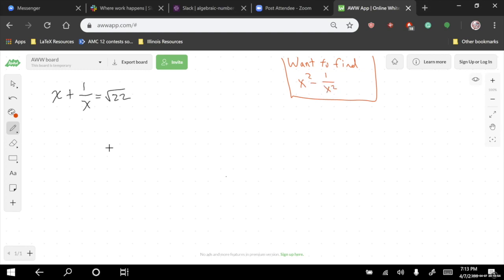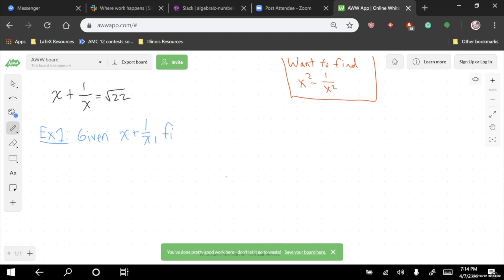Okay, so as Zooming has noted, there are lots of problems of this type, and many of them you see over and over and over again. I'll present 2 examples. The first example is the case where you're given x plus 1 over x, and you want to find x squared plus 1 over x squared.